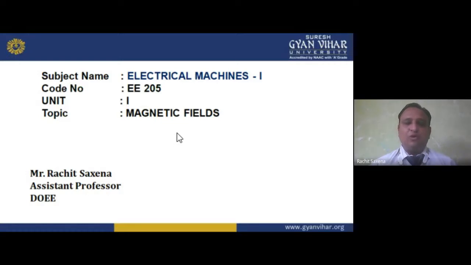Machines are of two types: rotating and non-rotating, that is, dynamic and static. For non-rotating, we have the transformer. A transformer is a costly and main equipment of the power system. Why am I telling this? Because a transformer is used to transfer power from one circuit to another without changing its frequency, and it is a static electromagnetic device. In definition, we say static electromagnetic device.